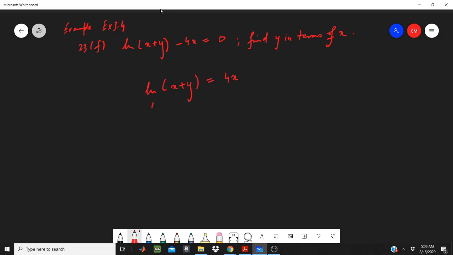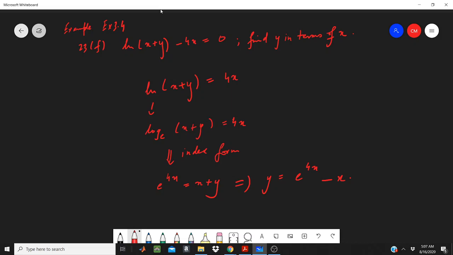Then we know that this is just log base e of (x + y). I won't always be writing log of e for ln. This is just to make you get used to the fact that ln is just log base e. And then we can go to index form by writing e raised to the power 4x equals x + y. And this implies that y equals e^(4x) minus x. Okay, that's enough for examples.